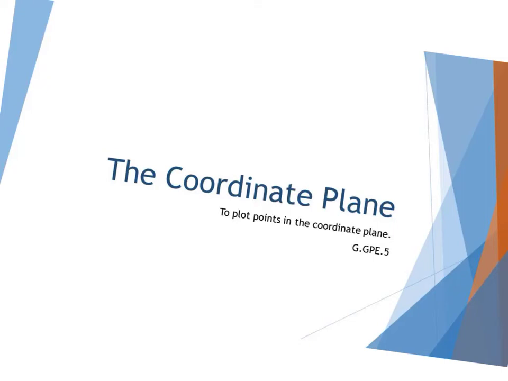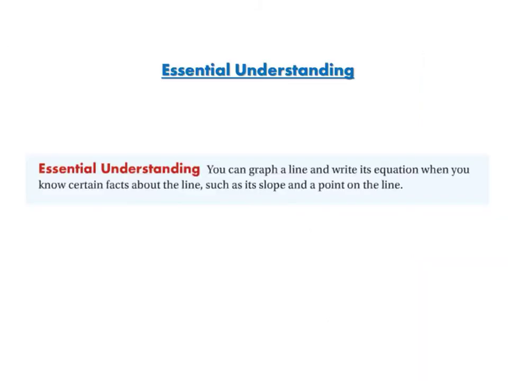This lesson is about the coordinate plane. The goal is to plot points in the coordinate plane, and the standard is geometric properties with equations number 5. The essential understanding of the next couple lessons is that you can graph a line and write its equation when you know certain facts about the line, such as its slope and a point on the line.